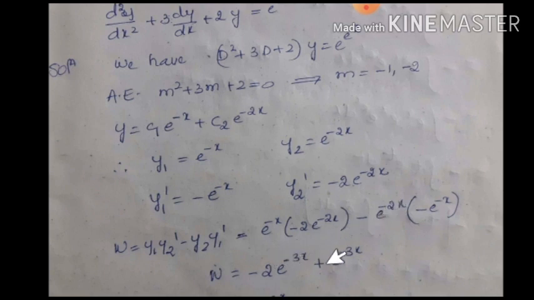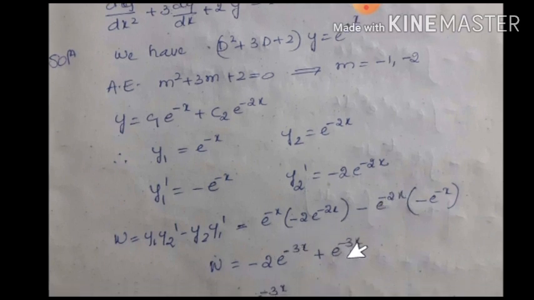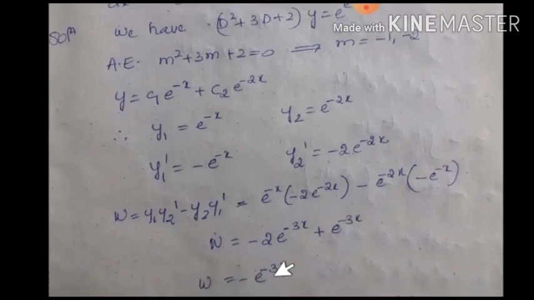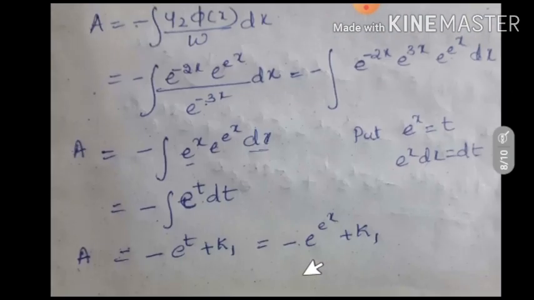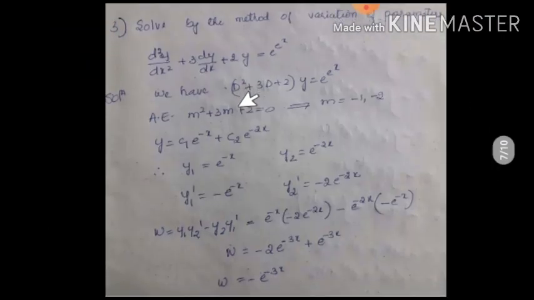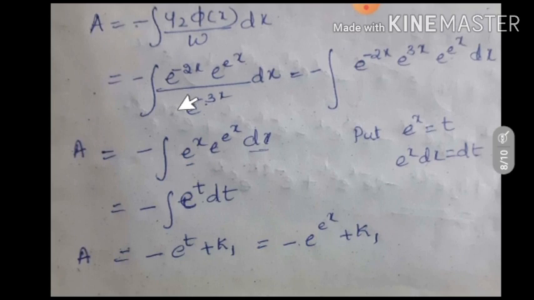So minus 2 times plus 1 time becomes minus 1 time e to the power of minus 3x. This is the w value. Now we will find a and b. The a value is minus the integral of y2 phi of x by w, where y2 is e to the power of minus 2x, phi of x is e to the power of x, divided by w, which is e to the power of minus 3x. Did I miss writing something? Yes, I missed this minus sign, so make a note: here a minus will be there. Minus minus becomes plus. Make a change.